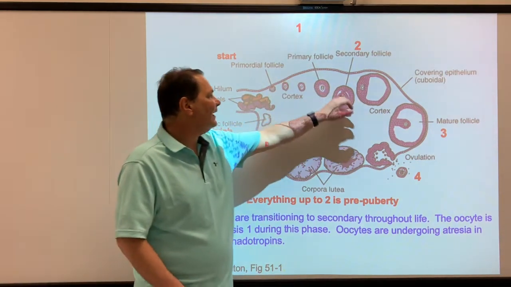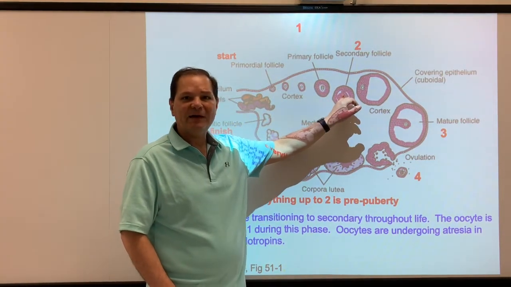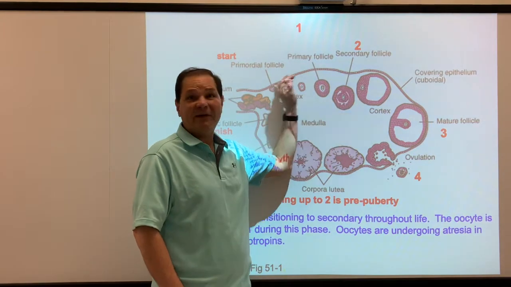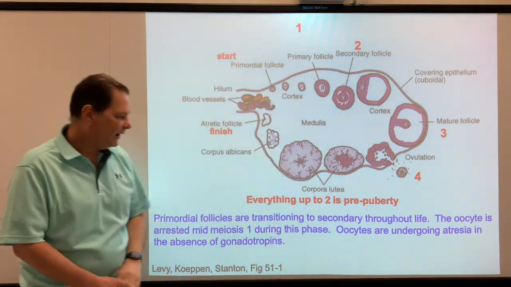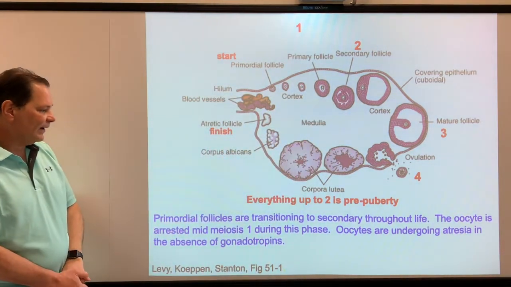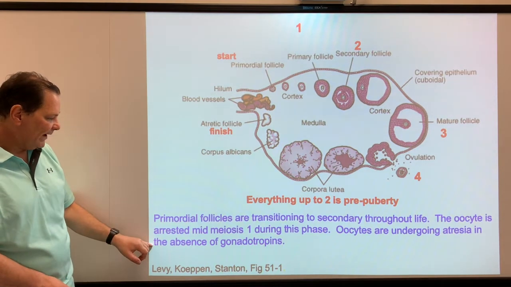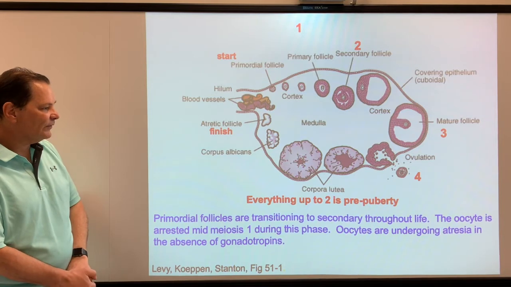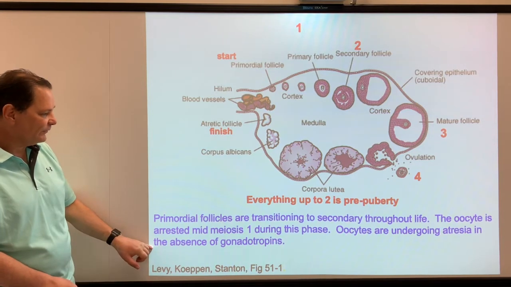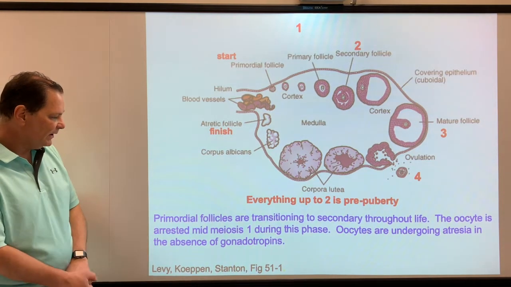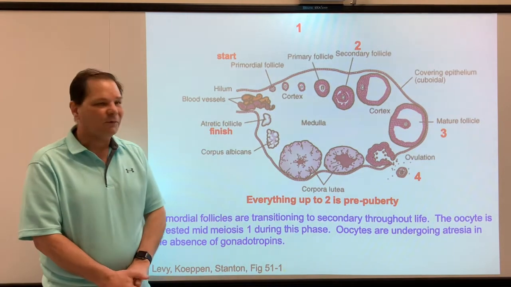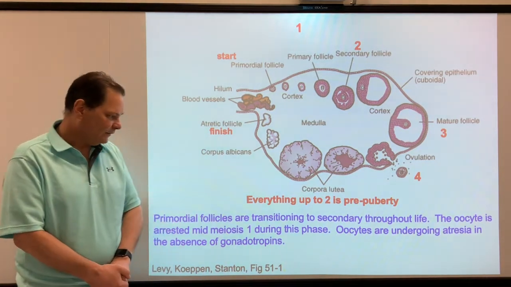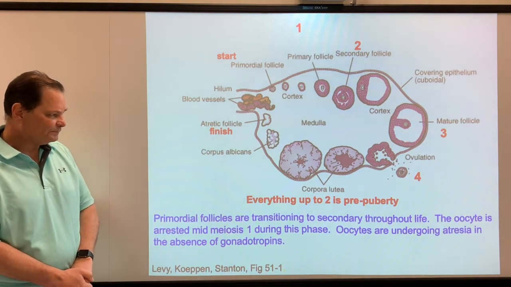These stages can take place in the absence of gonadotropins. They take place pre-puberty. They take place post-puberty, okay? And you are developing secondary oocytes all the time. However, in the absence of gonadotropins, the oocytes and the follicles are going to undergo atresia, and they're going to waste away. They are not going to develop into anything that might ovulate.